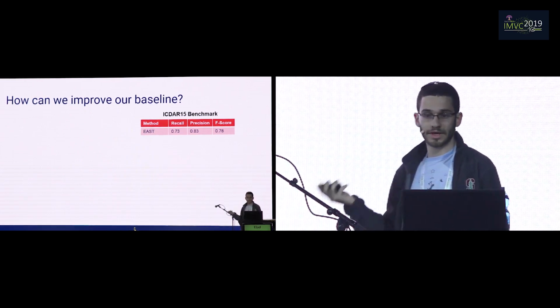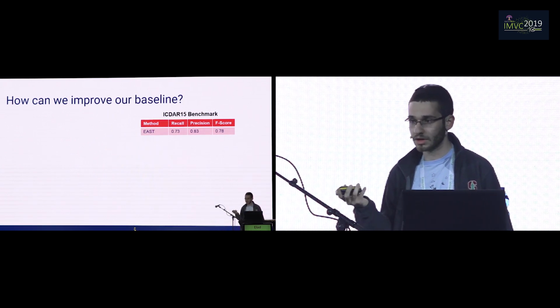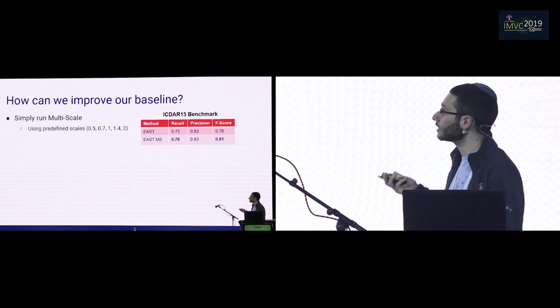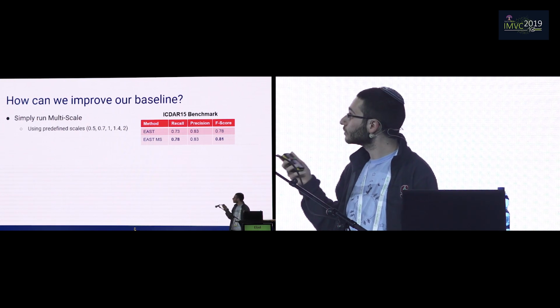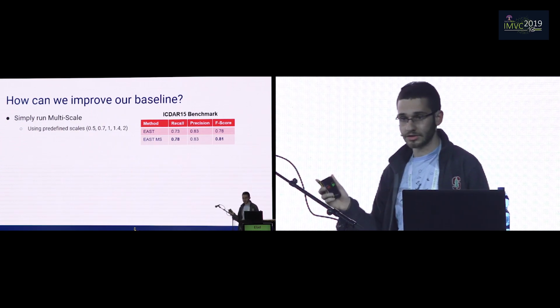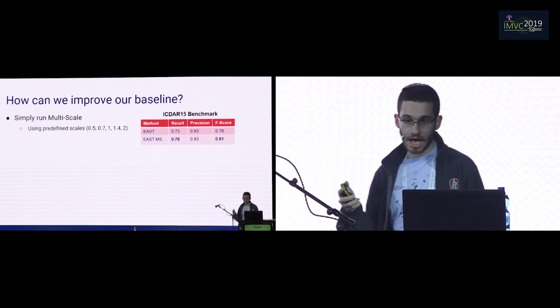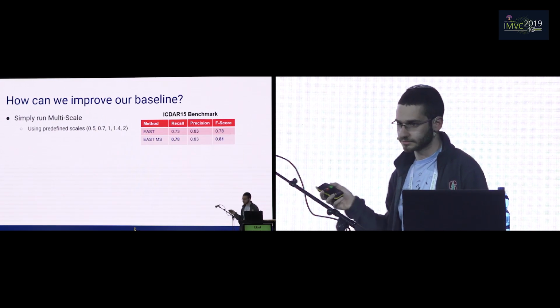Now, let's say we want to improve that baseline. Well, how can you improve a baseline without doing any work? Well, the go-to solution in object detection is to do multi-scaling. That's something the EAST method suggested. What they're doing is taking the original image and resizing it to make it smaller and to make it larger, and this ensemble of scales helps us get 5% more recall, which is really important in those kinds of scenarios.